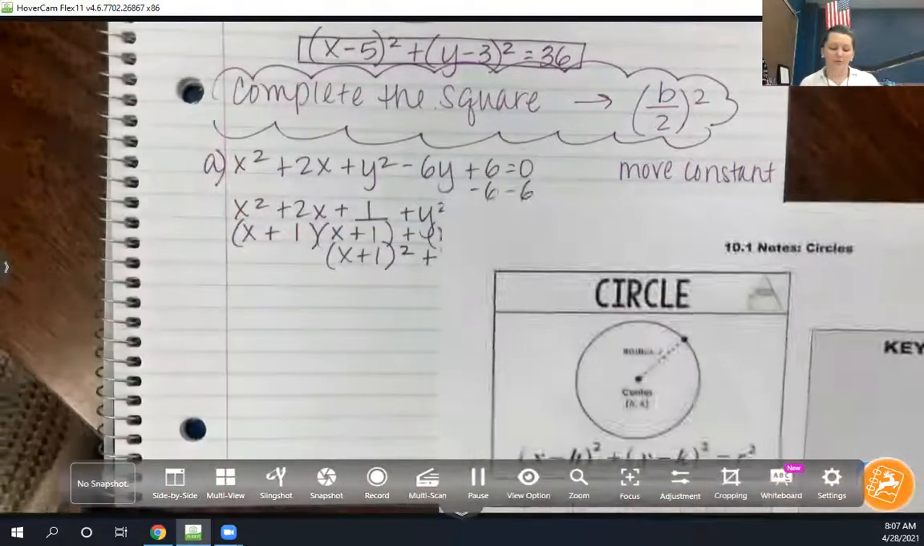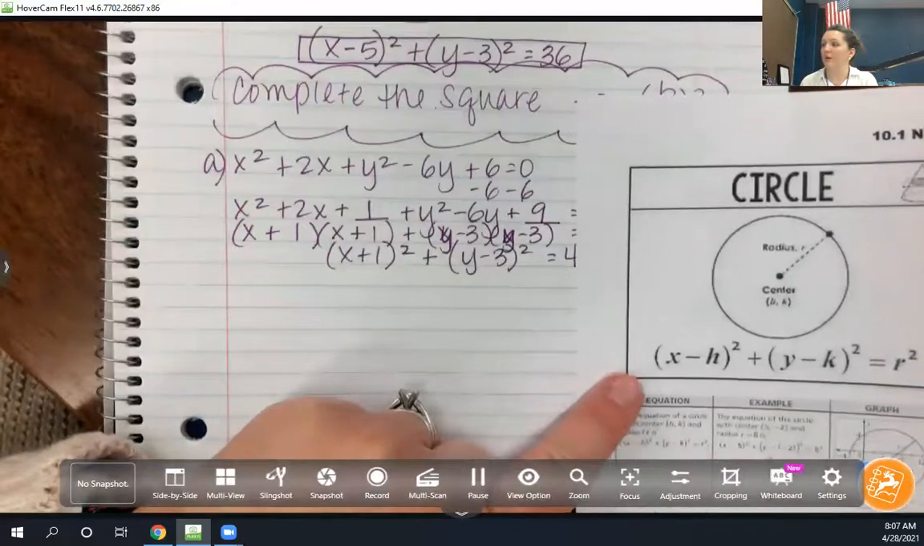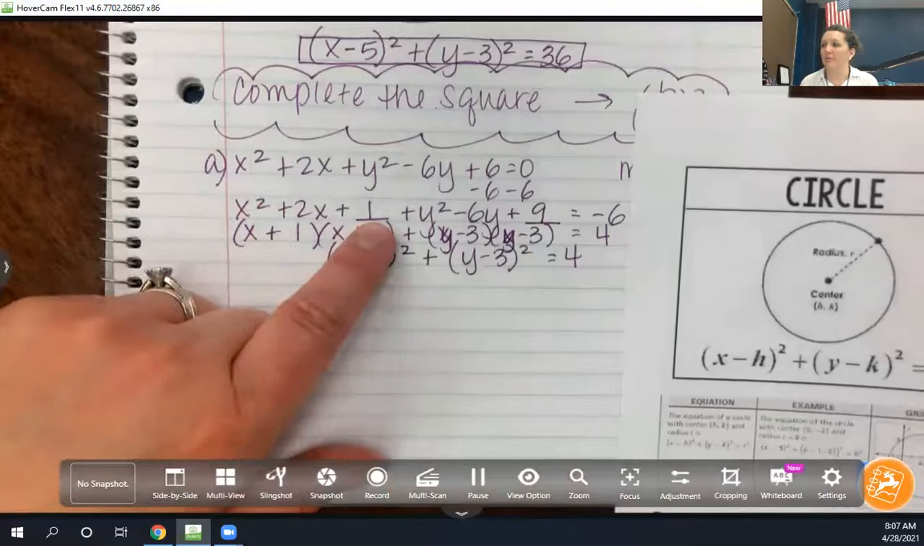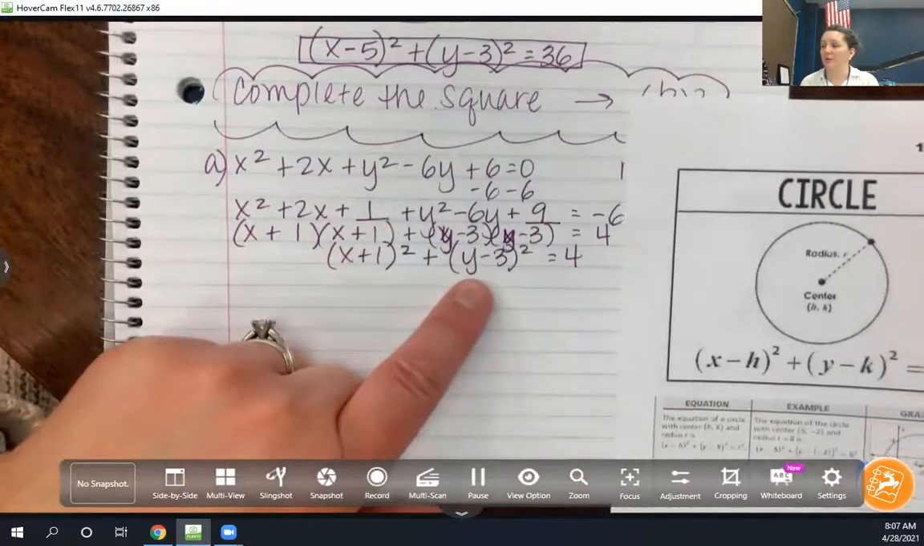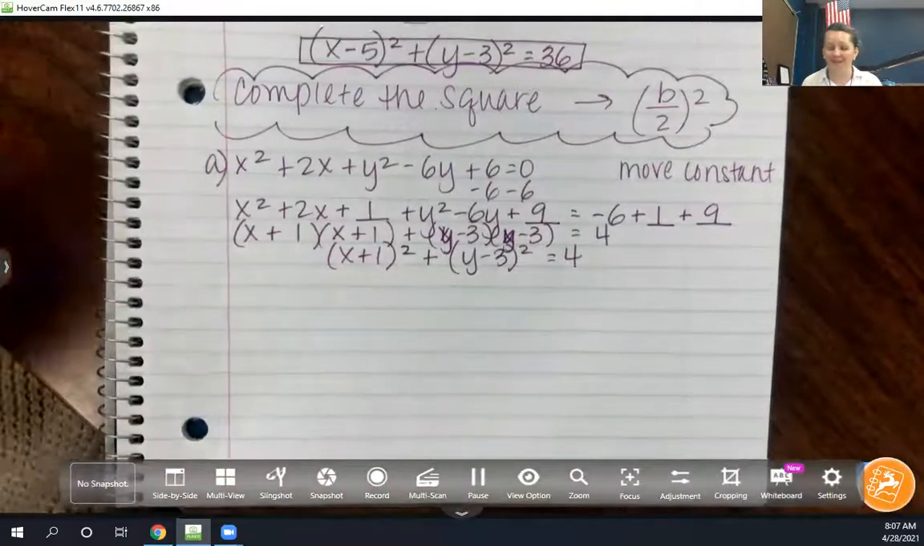So notice the similarities between what you have here and our standard form of our circle. So that's our goal for completing that square, is we want to write it as a squared binomial. And so in order to do that, we have to complete our square, right? So we can write it as a squared binomial. Interesting how those things come back around, right?